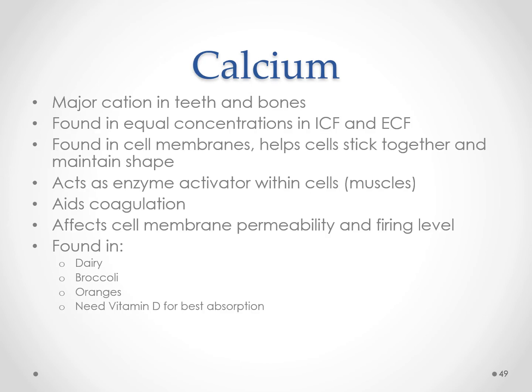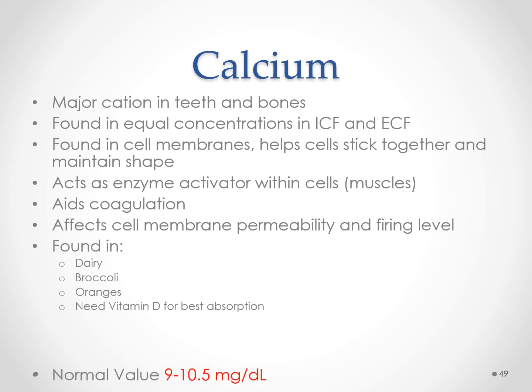Calcium is my special cat. It's the major cation in teeth and bones, found in equal concentrations in ICF and ECF. Oh, so that's different. So it's equal. If it's interstitial and extra, it needs to be a balance, right? It's found in cell membranes and helps cells stick together and maintain shape. So it helps everything maintain its shape, and acts as an enzyme activator within muscles.